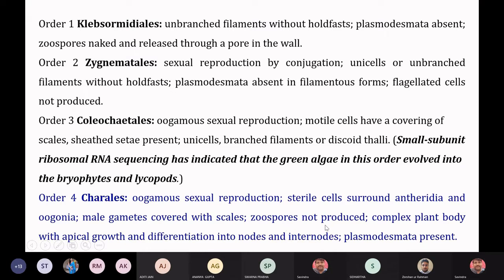And surprisingly, there is no zoospore formation. There are very few orders, irrespective of different classes of algae, where zoospores do not form. But yes, here zoospores don't form. Its body is comparatively the most complex in green algae. A more complex body you will see only in brown algae or some red algae, but few genera have this type of complex plant body, because it is divided into nodes and internodes.